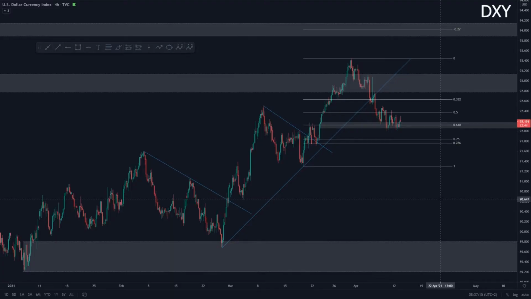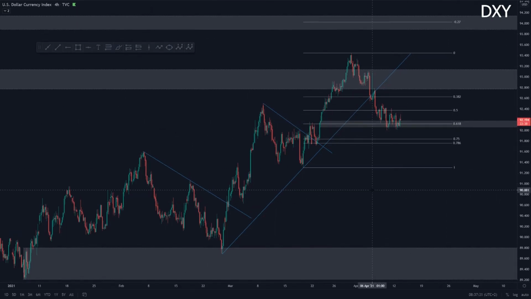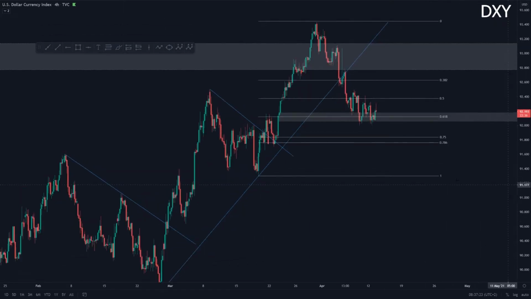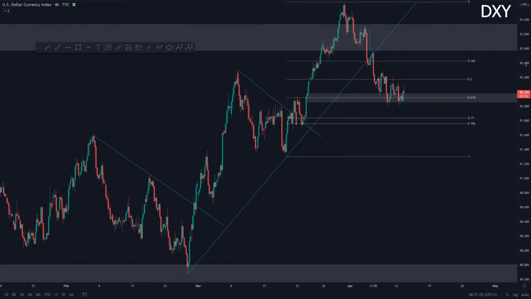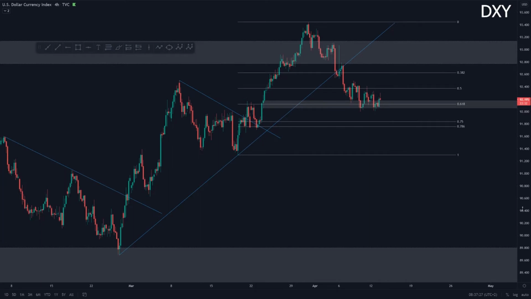Starting off with the DXY, what can we see? Well, not much has changed since yesterday. The DXY is still consolidating and moving very correctively. We still need to wait for momentum to kick in.